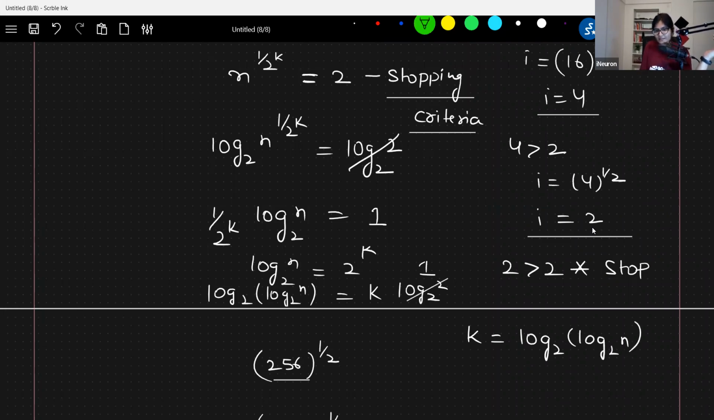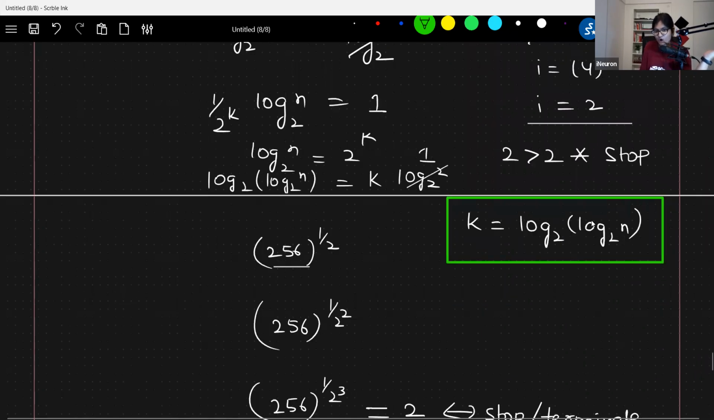And this is nothing but the time complexity. So this is nothing but big O of log log n.